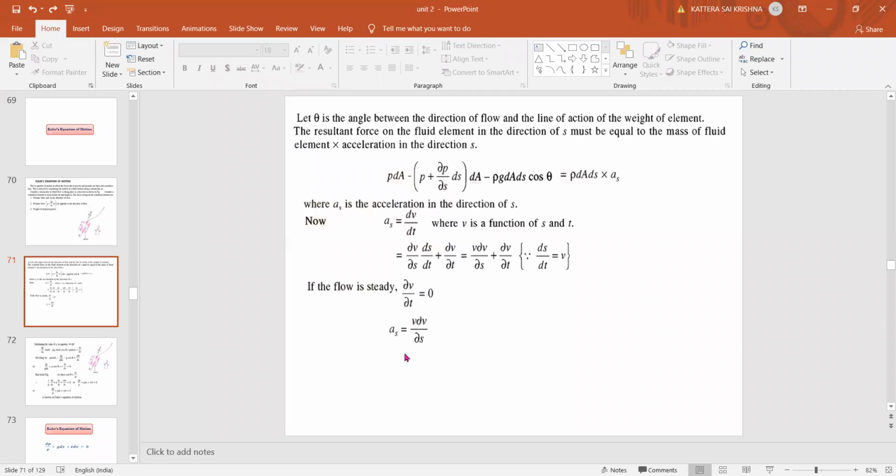After that, you just substitute equation 2 in equation 1. So the a_s term, we have to keep like this, v ∂v/∂s. And one more thing, this term we can elaborate, nothing but P dA minus P dA is the one term, plus ∂P/∂s ds dA is the second term. Just split this term. So P dA and P dA will get cancelled and you'll get your next equation.